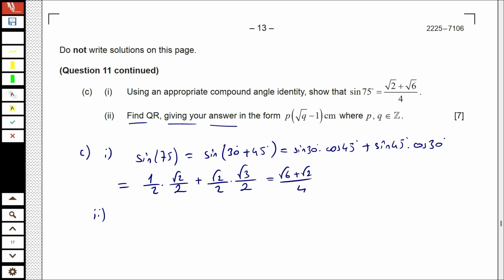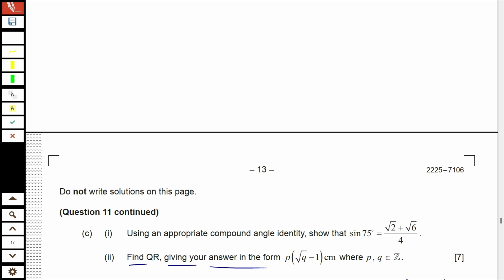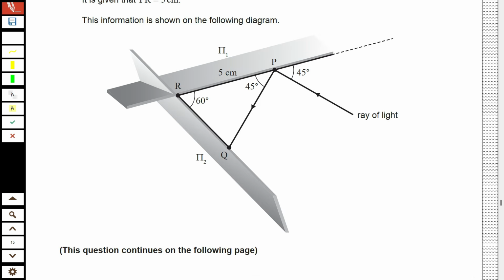And it asks to find QR, giving your answer in the form like this. So what is QR? Here we're going to find this length, and we know that this angle is 75. And what else do we know? Yeah, that's enough actually, right? So we can use the sine rule. The length opposite this angle, I mean the length of this line which is opposite the 75, you will write 5 over sine 75 equals the length of the line opposite 45, which is QR, over sine 45.